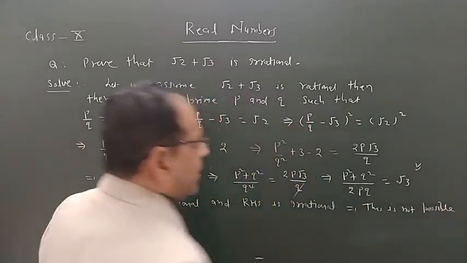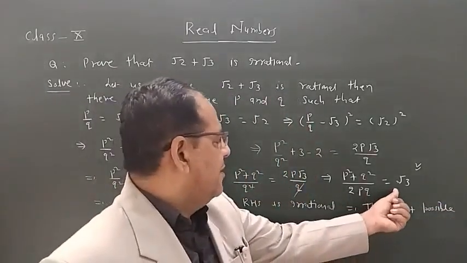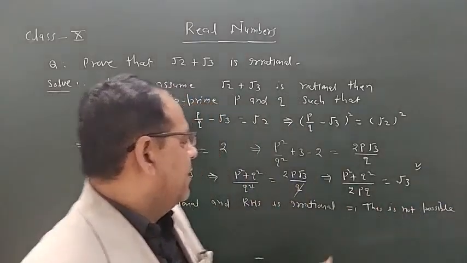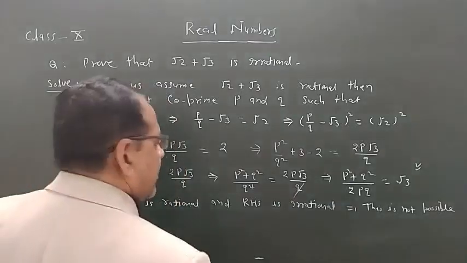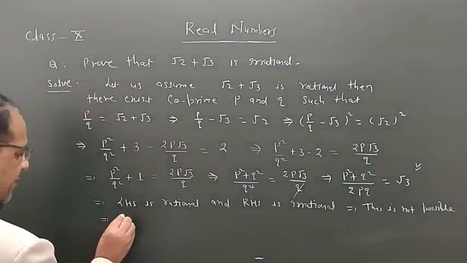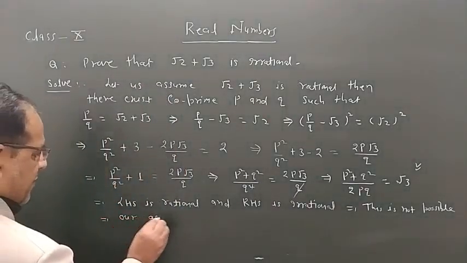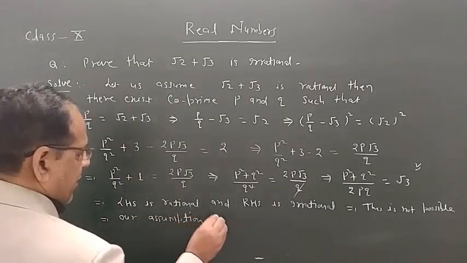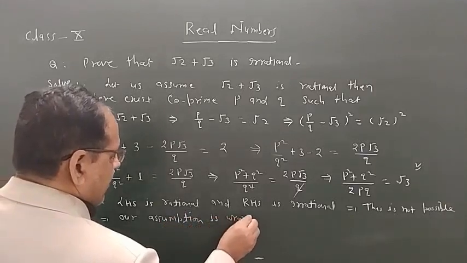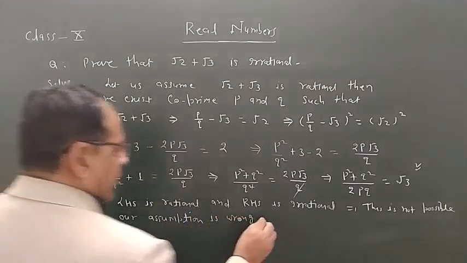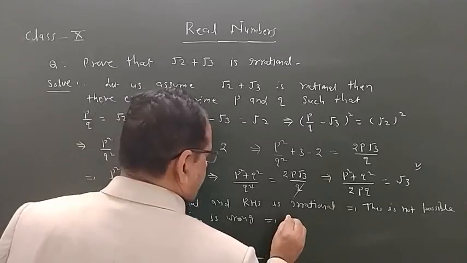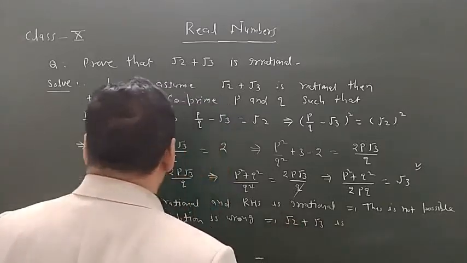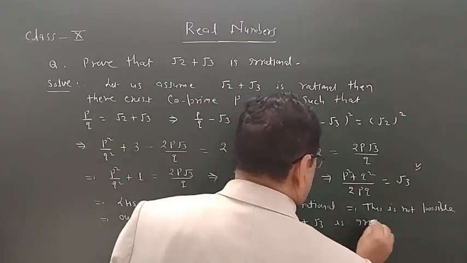What is not possible? This is the equation: the left hand side is rational and the right hand side is irrational. This type of condition is not valid for an equation. This implies that our assumption is wrong. So this implies that under root 2 plus under root 3 is irrational.